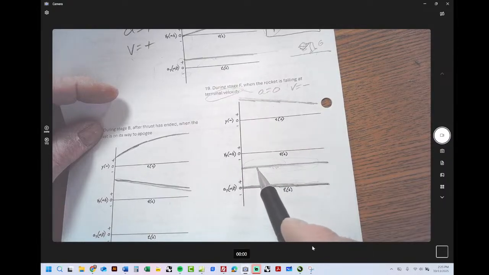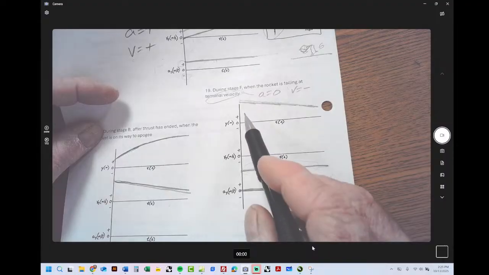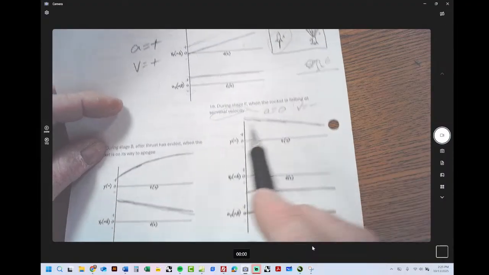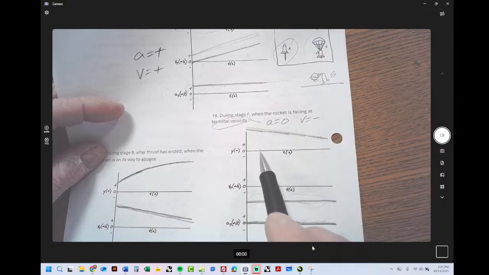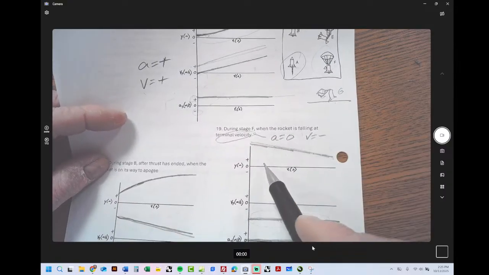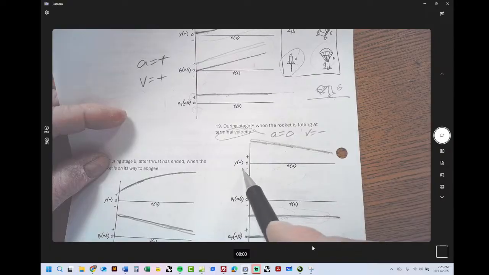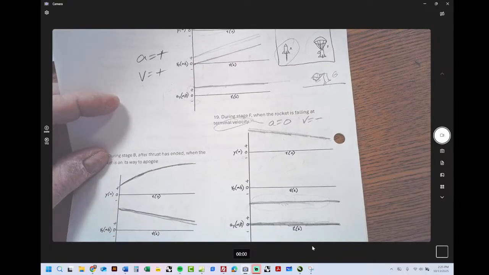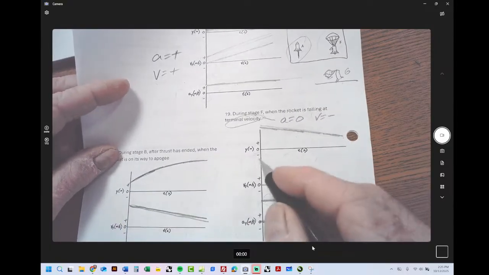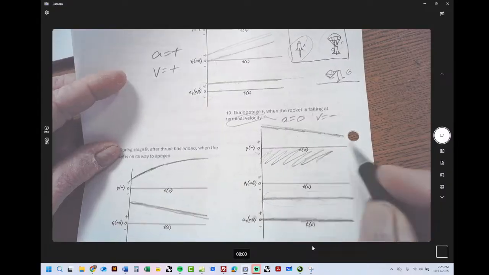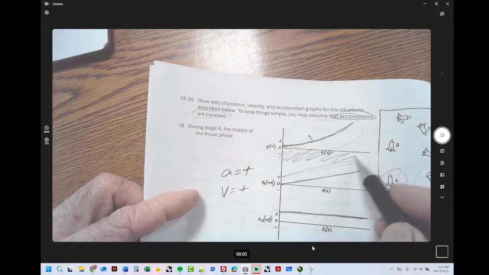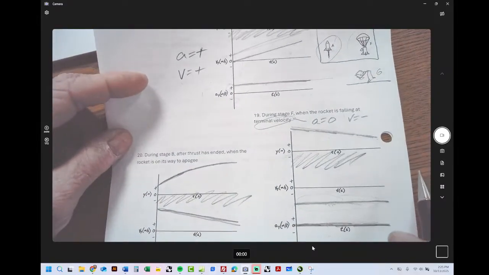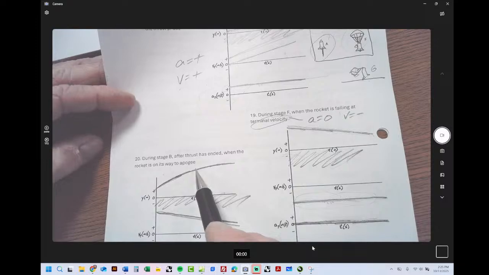So negative velocity, negative velocity, negative velocity. I need to have negative slopes the whole way. And I have a negative slope the whole way. And since the rocket is above ground, there shouldn't be anything down here in the negative position range. So none of these graphs, we won't be using that or that or that, because rockets are always in the air.